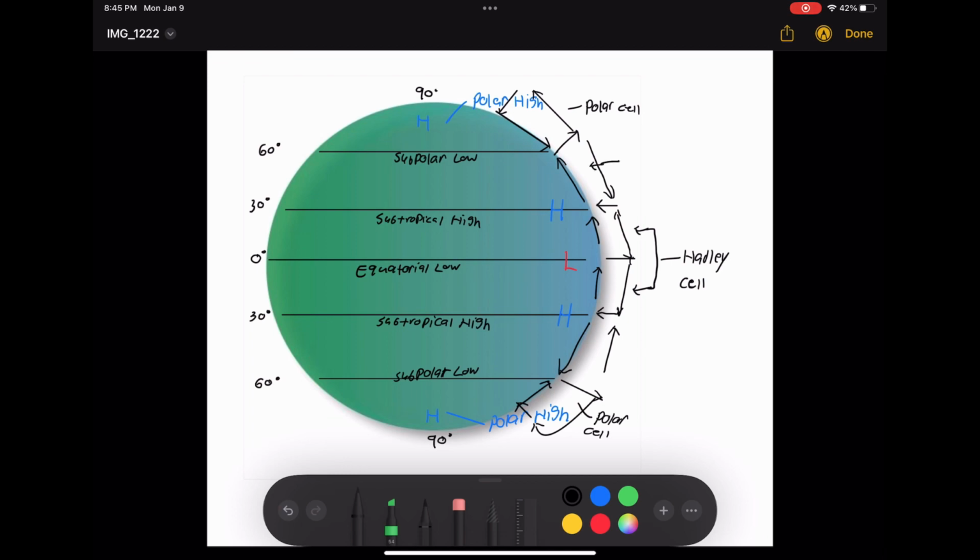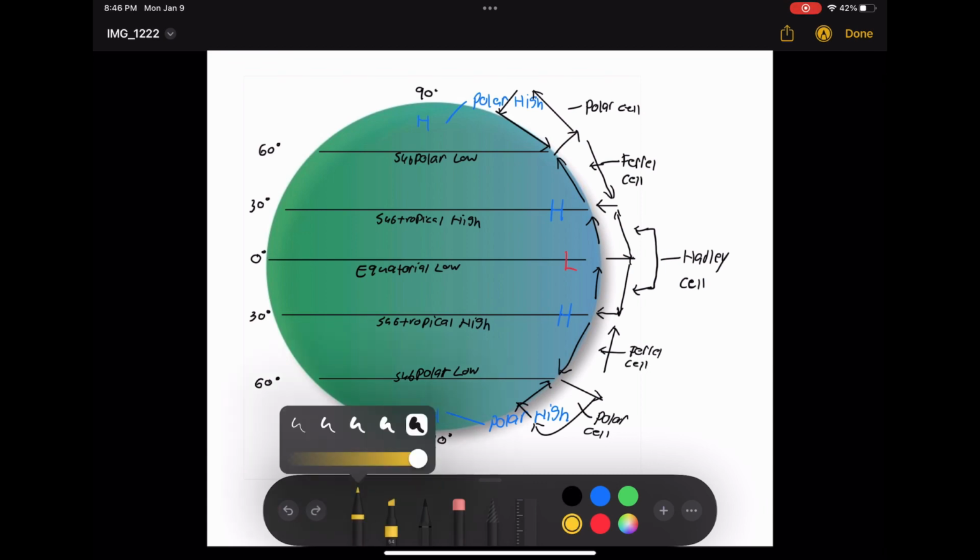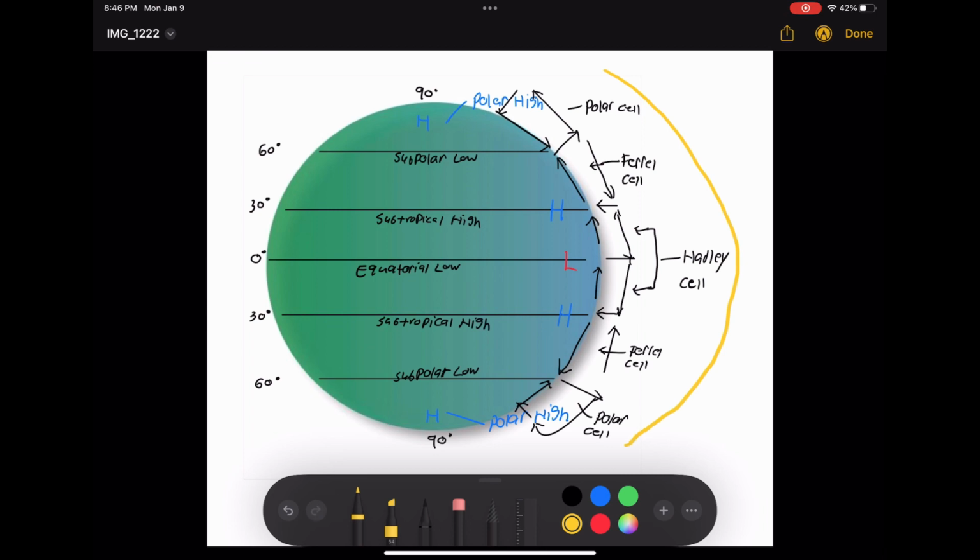And the other 2 remaining cells, located between the 60 degree mark and the 30 degree mark, are going to be called Ferrel cells. So now that we have covered polar cells, Ferrel cells, and Hadley cells, it is important that you realize that these 3 cells, in our model, act as a tube, or as I like to call it, a blanket that covers the Earth.